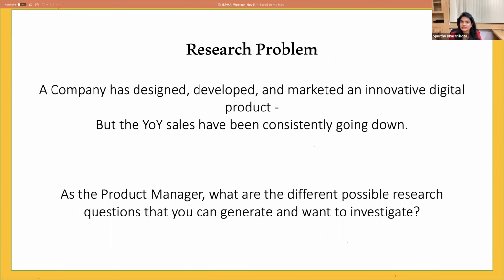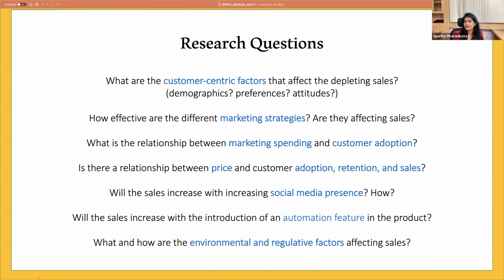But in scientific research, there are bigger things that we really work on. So let's look at the basic example. What are the research questions that we can generate? Can we look at the customer-centric factors that affect sales? Is it the demographics of the customer? People from 18 to 35 like my product and buy my product, but people in their old age don't really love my product. So is it the demographics that's changing everything?